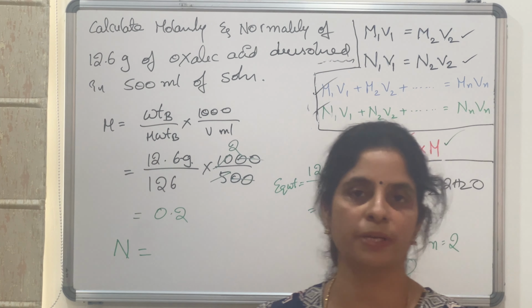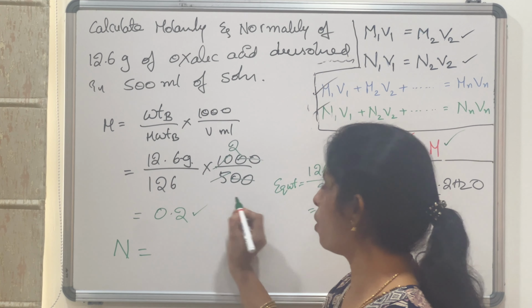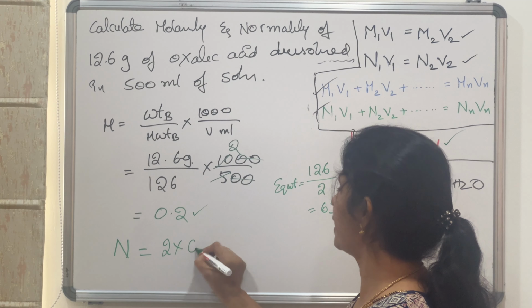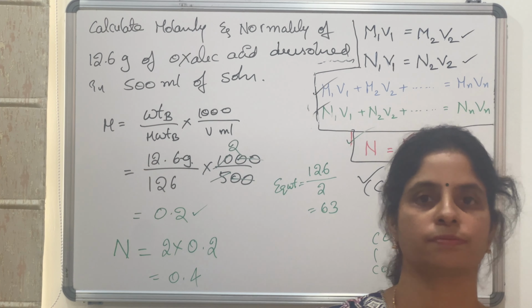In your competitive exam that will take much time. So instead, you know the molarity and the n factor: it is 2 into the molarity 0.2. So directly you can solve it: 0.4. Okay.